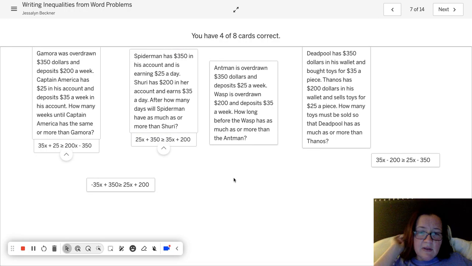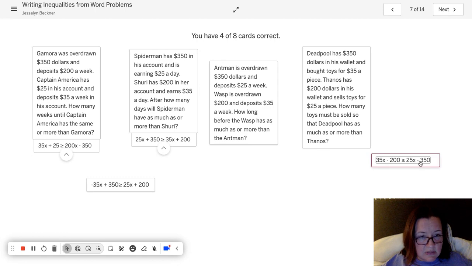Ant-Man is overdrawn $350 and deposits $25 a week. Wasp is overdrawn $200 and deposits $35 a week. How long before the Wasp has as much as or more than the Ant-Man? So again, they're overdrafted. They have taken too much money out of their account. So we are looking for numbers that are using subtraction or negative numbers. So it says Ant-Man is overdrawn $350. Okay, it looks like this one's overdrawn $350.